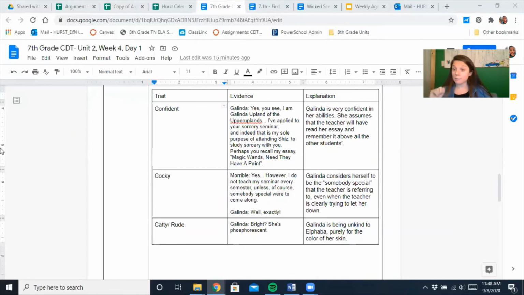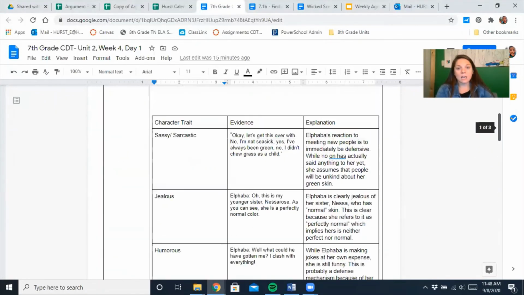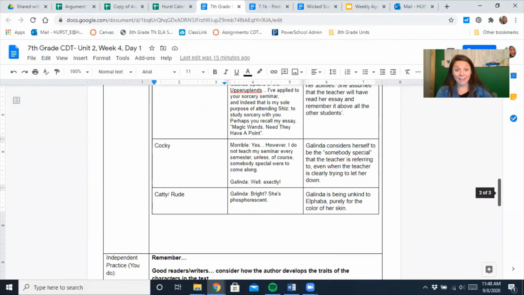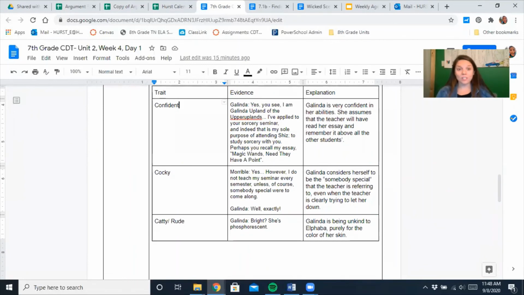So hopefully you got something similar. But when you think about these characters, we've got that Elphaba is sassy, jealous, funny, and caring, and Galinda, the good witch, is confident, cocky, and rude. So far, those characters are not necessarily how they have been portrayed in The Wizard of Oz, which is interesting. We're going to look at that a little bit more tomorrow.